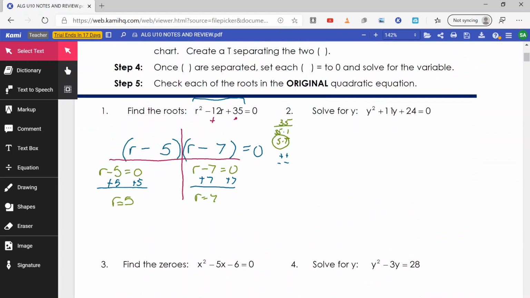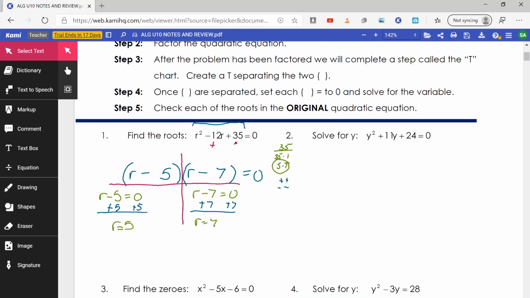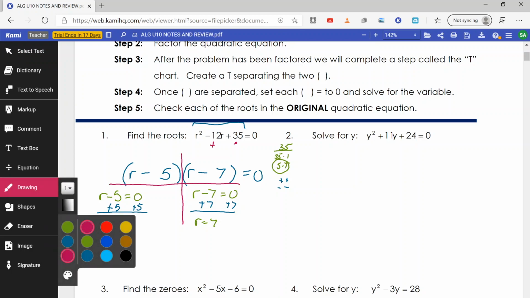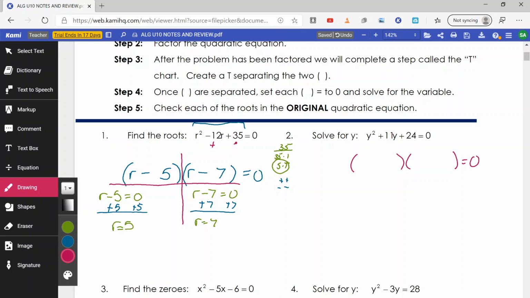Number 2, I'm going to do the same exact thing. y squared plus 11y plus 24 equals 0. So it's in standard form. It equals 0, so we're good there. What I do now is factor it. I know I will create 2 sets of parentheses, and it is equal to 0.